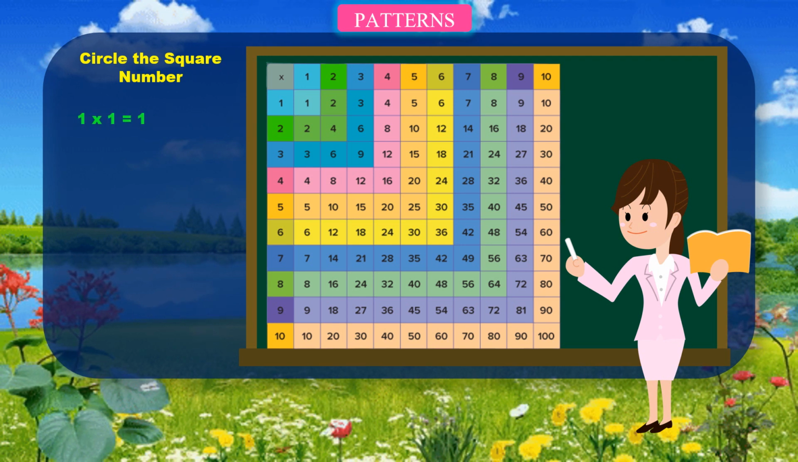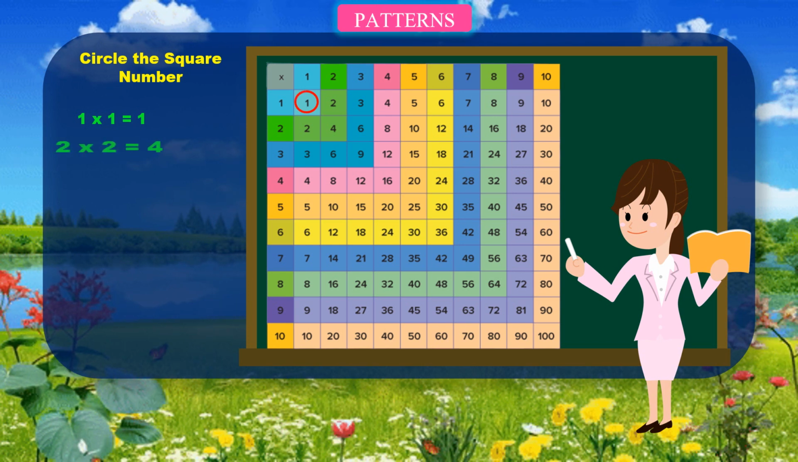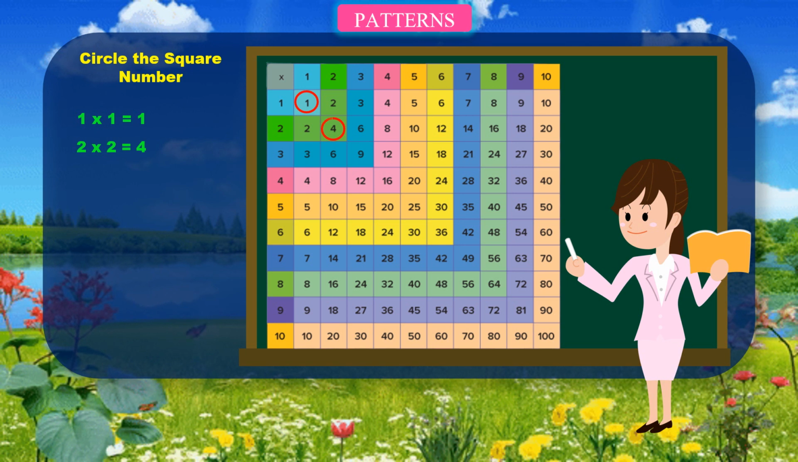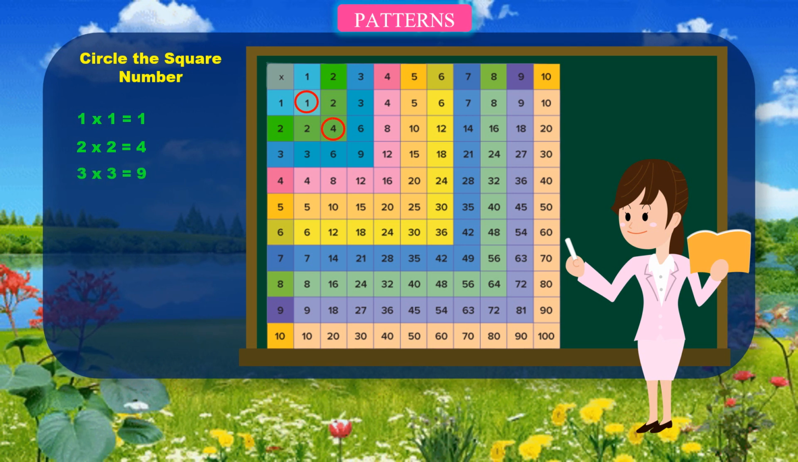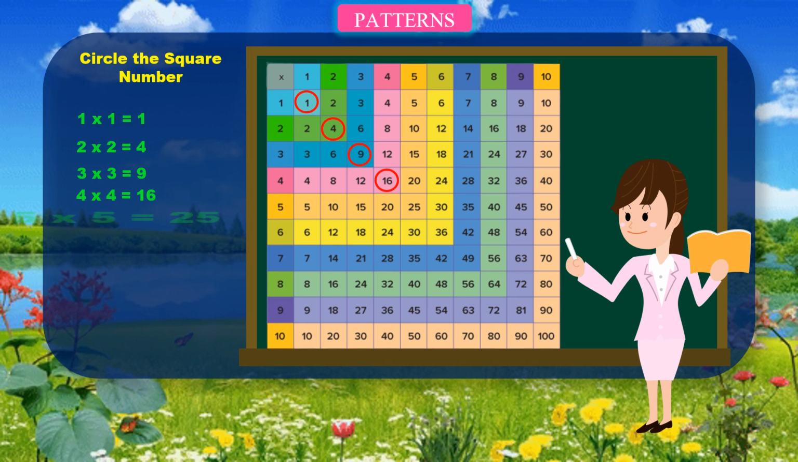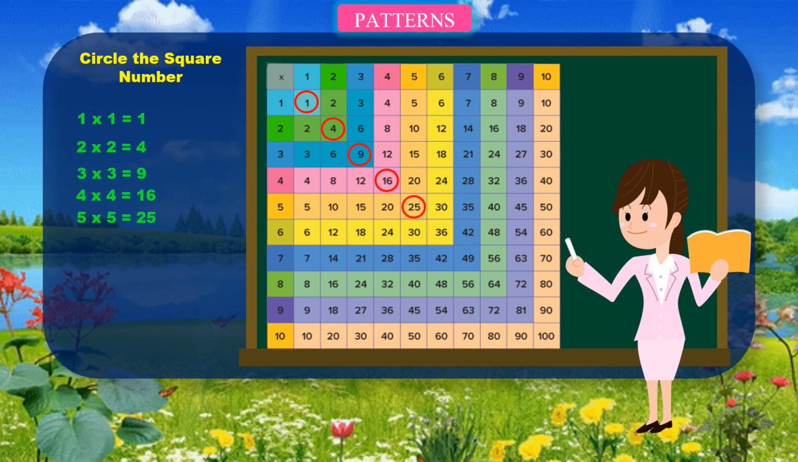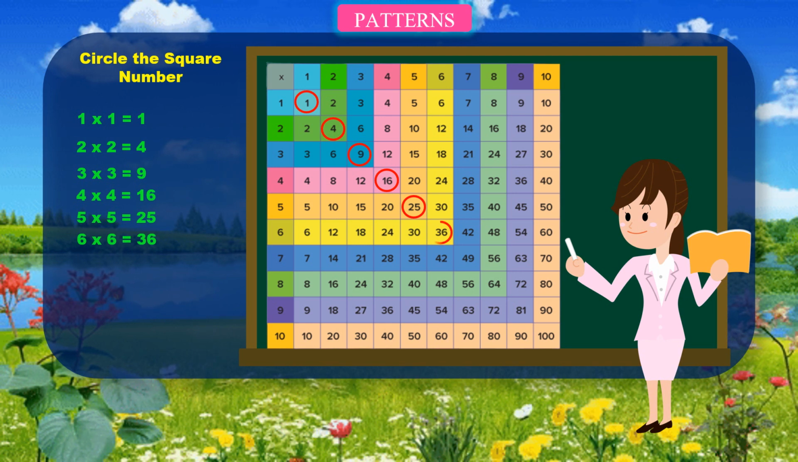1 multiply 1 is equal to 1. 2 multiply 2 is equal to 4. 3 multiply 3 is equal to 9. 4 multiply 4 is equal to 16. 5 multiply 5 is equal to 25. In the same way, circle the other square numbers also.